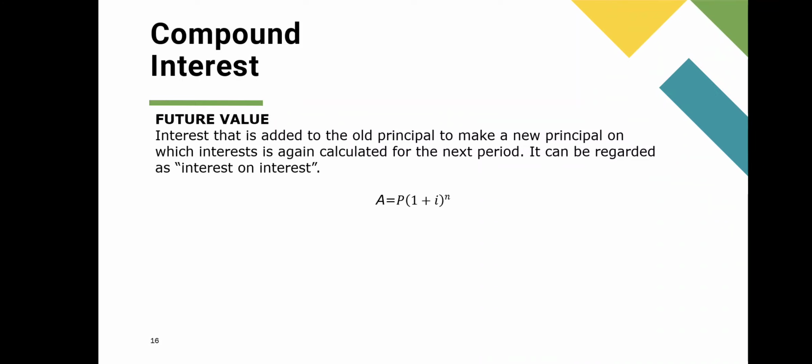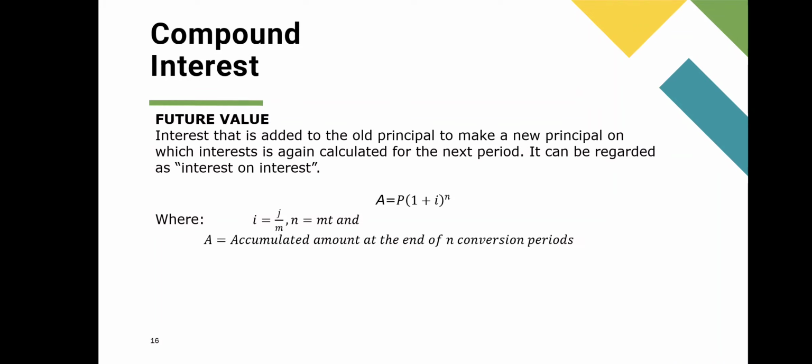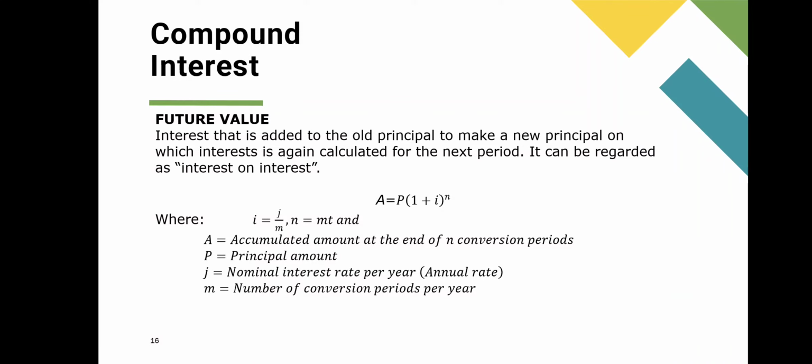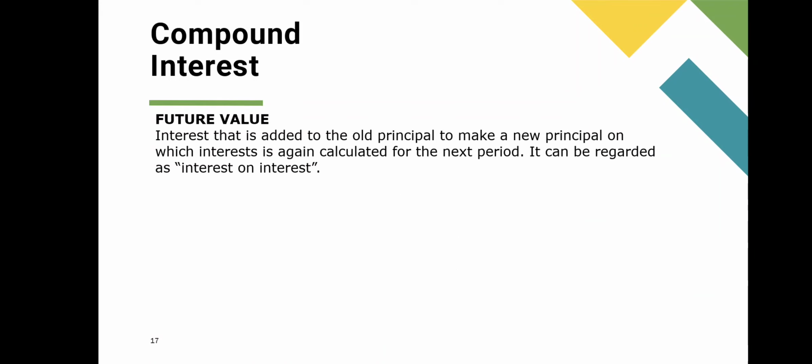The general formula for the future value for compound interest is A equals P times 1 plus i raised to n, where i is equal to j over m and n is equal to m times t. A refers to the accumulated amount at the end of n conversion periods. P is the principal amount, or also called the present value. j is the nominal interest rate per year. m is the number of conversion periods per year. i is the rate per conversion period. And n is the total number of conversion periods.